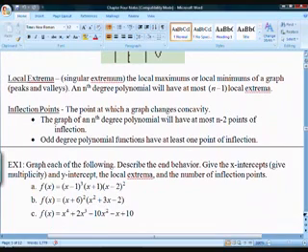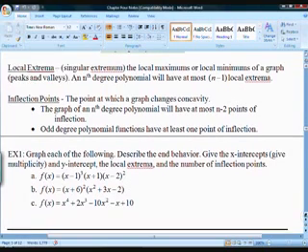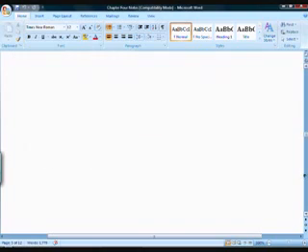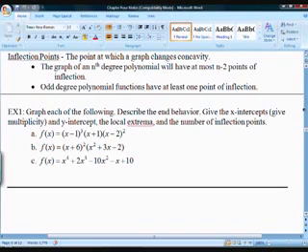Odd degree polynomial functions have to have at least 1 inflection point. That's a rule. Not really interested in you knowing that, but they do. Last problem and first problem. Example 1 says graph each of the following, describe the end behavior, give the x-intercepts, give multiplicity, give the y-intercepts, and the local extrema and the number of inflection points. A lot of information to do on these 3, but some of it's easy.